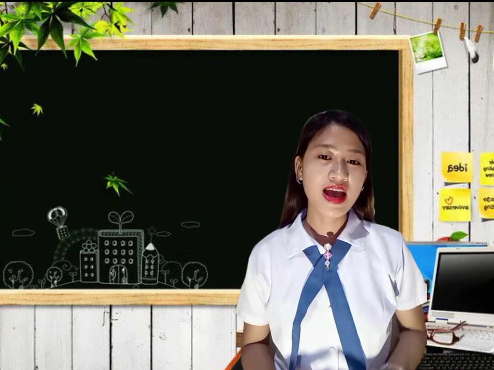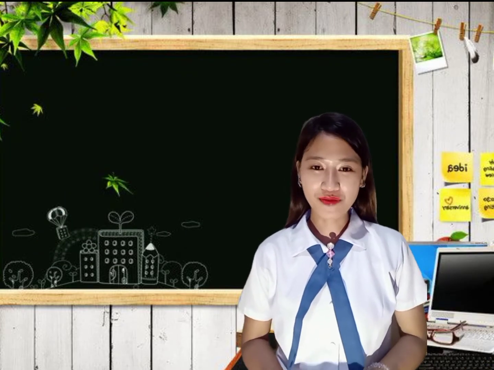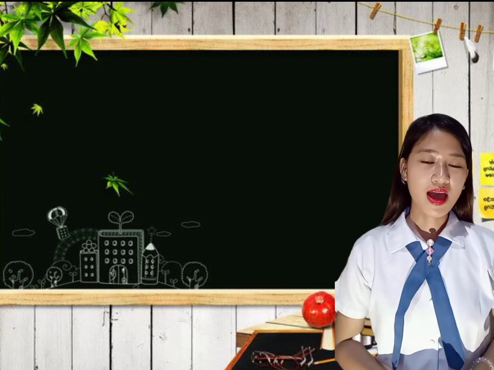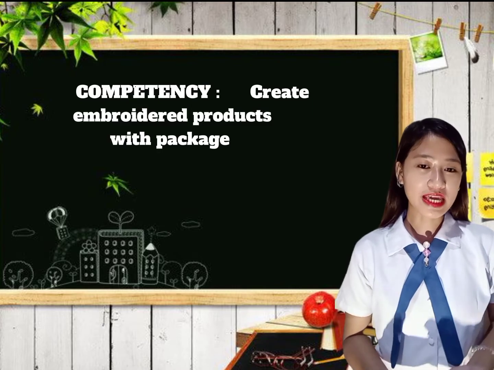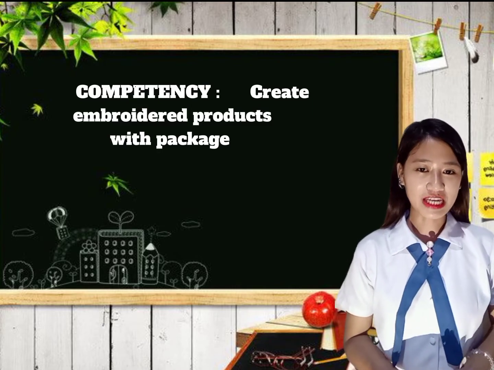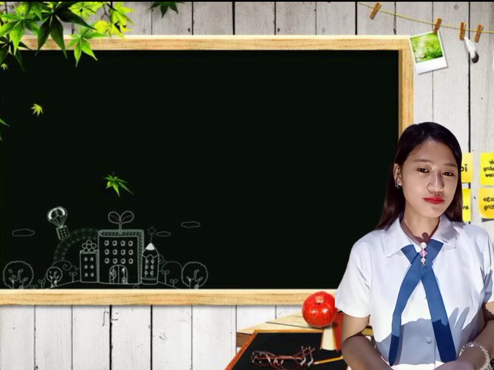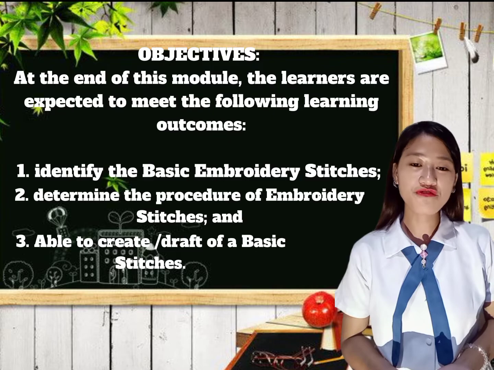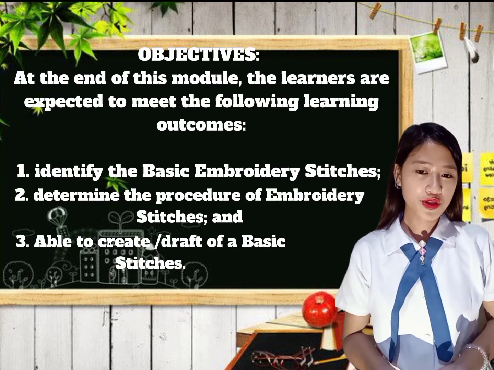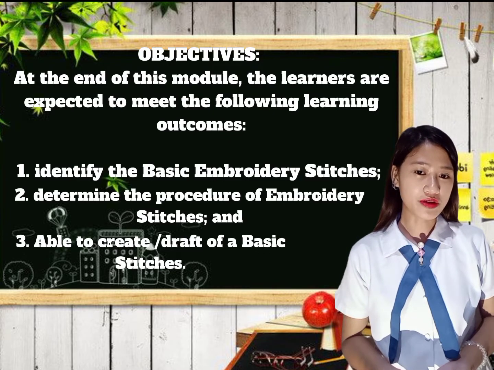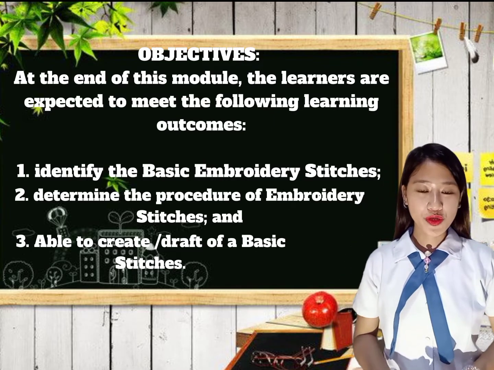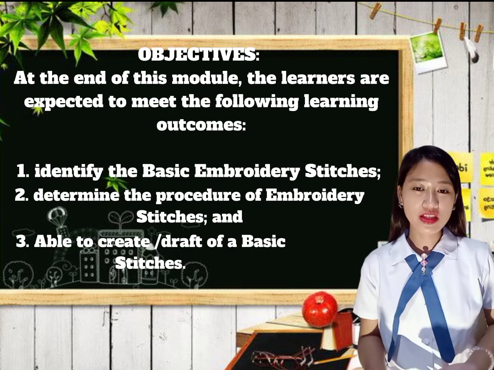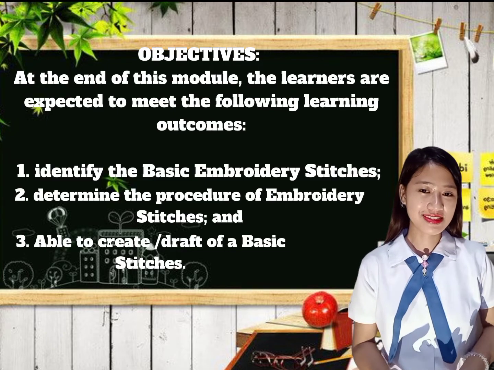Fabric. I think we proceed now on our lesson for today about the embroidery stitches. Our learning competency is create embroidered products with package. And now our learning objectives. At the end of this module, the learners are expected to meet the following learning outcomes. Number 1, identify the basic embroidery stitches. Next, number 2, determine the procedure of embroidery stitches and able to create or draw the basic stitches.